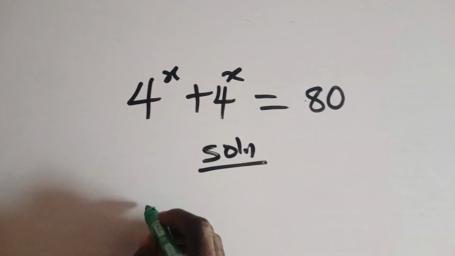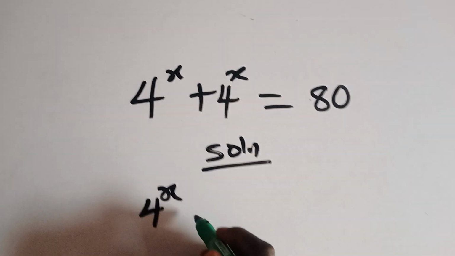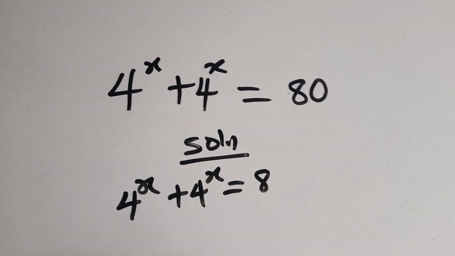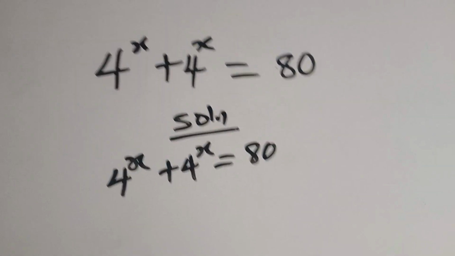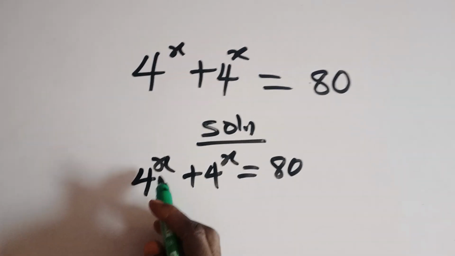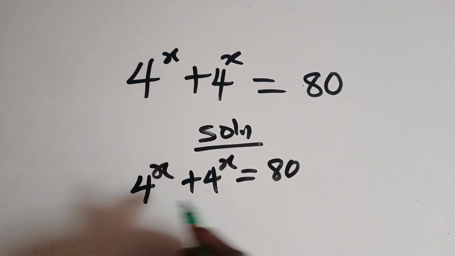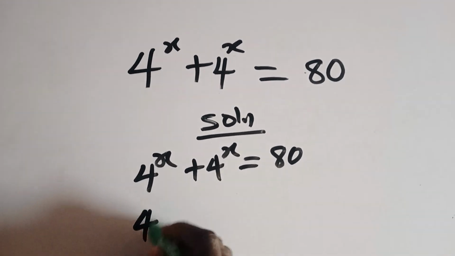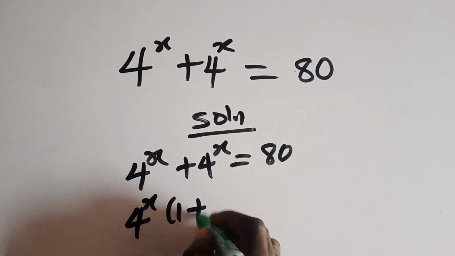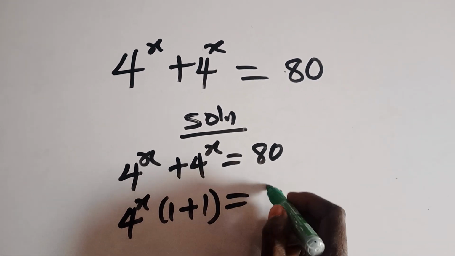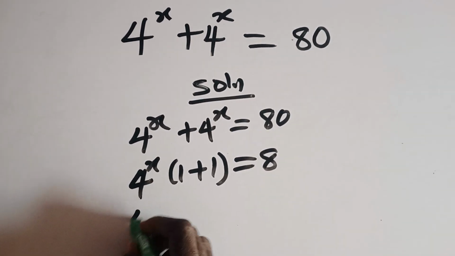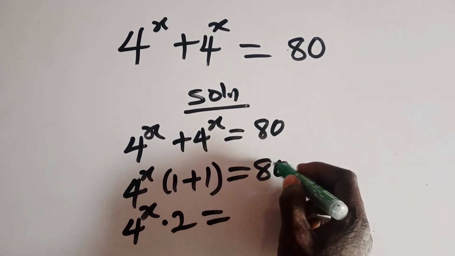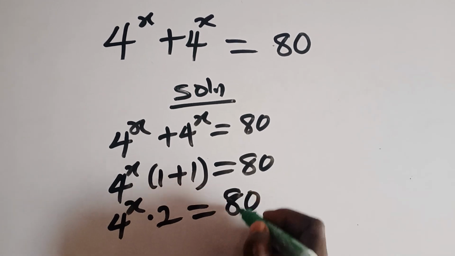Solution. We have 4^x + 4^x = 80. The 4^x and this 4^x are common, so we can easily factor out 4^x. So we have 4^x(1 + 1) = 80. This shows that 4^x times 2 is equal to 80.